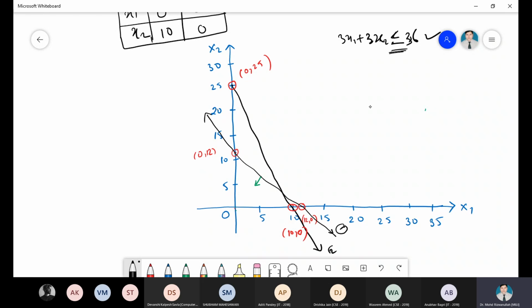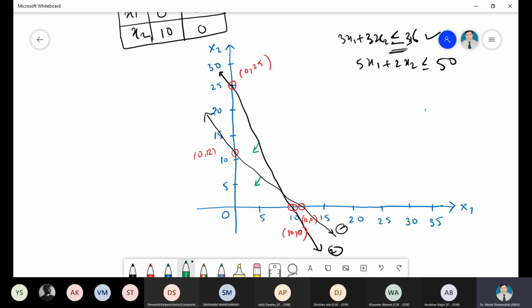yes, I got it. For the second equation, you don't write the full equation, you just name it equation 2. The second equation is 5x1 plus 2x2 less than or equal to 50. So where will the feasible region lie? Sir, below the line. Below the line. So already we have below this line as the feasible region, but we have one more line below this line. So we take this line also.